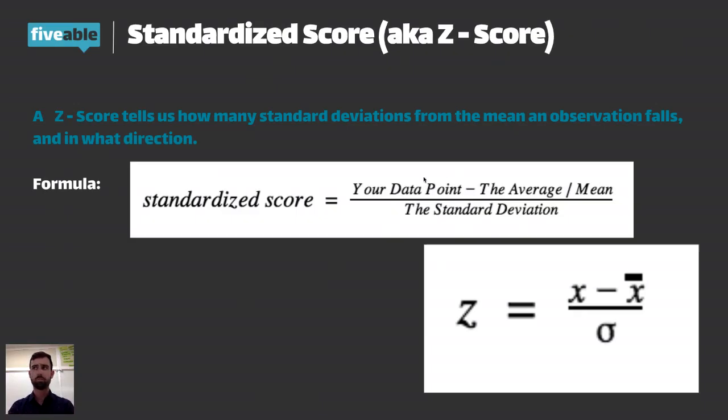It's going to be your data point minus the average divided by the standard deviation. Here is its shorthand. So we take z equals x, which is your data point, minus x bar. Remember, x bar is the average of your sample. And then sigma is going to be your standard deviation. So z-score is great to figure out where I lie in terms of percentile for my class, for my high school. Where do I fall?